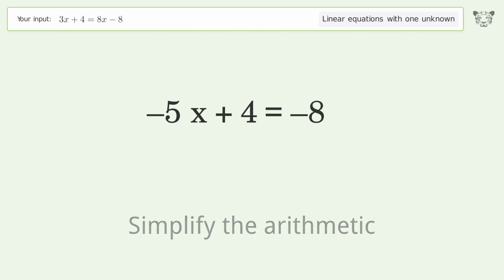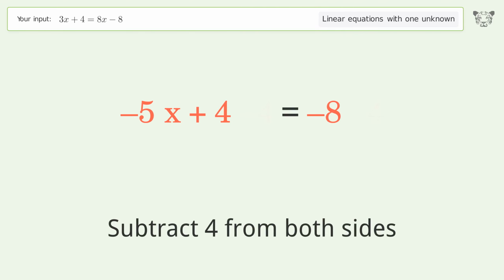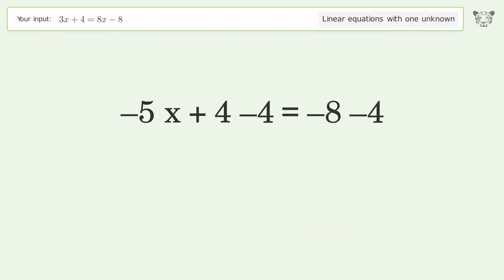Group all constants on the right side of the equation. Subtract 4 from both sides. Simplify the arithmetic.